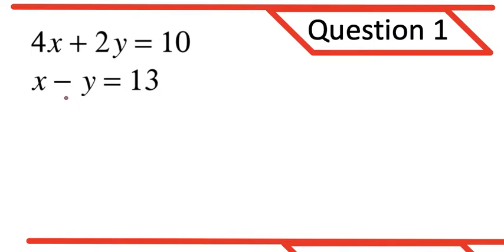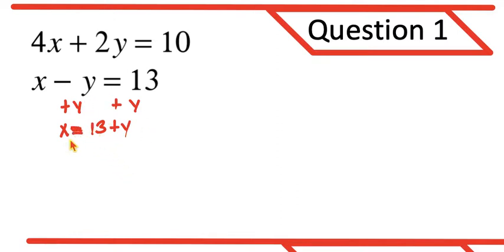The first step is going to be to get one of the variables by itself. The easiest variable to get by itself is this x right here. To get that x by itself, all we need to do is add y over to the other side. And if we add y on both sides, we'll get that x equals 13 plus y.